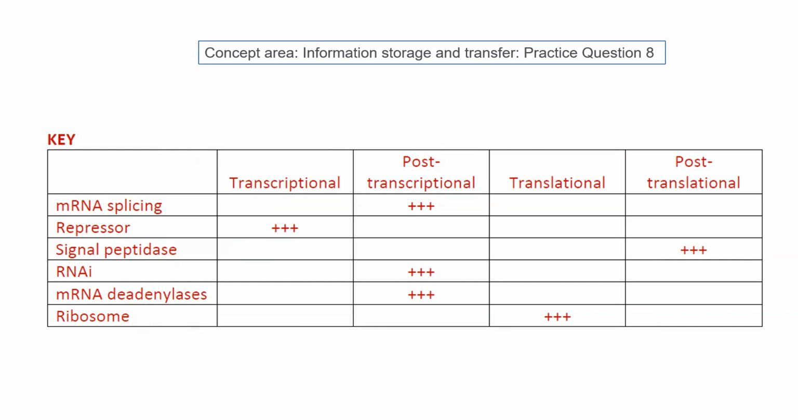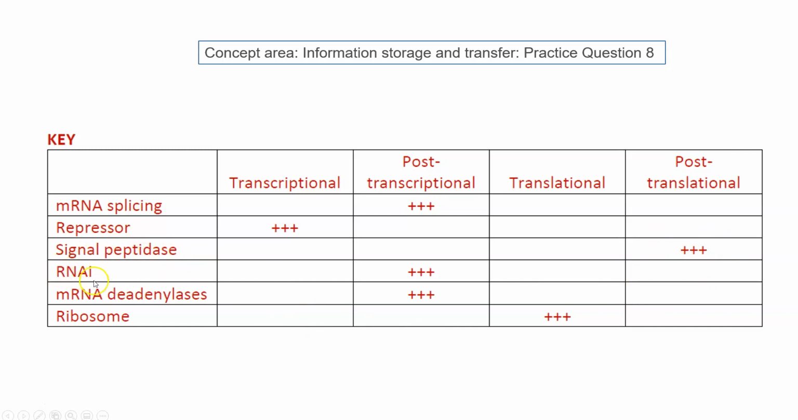Some of these processes, just to use a little bit of strategy, if you haven't heard of them, you might be able to figure out from the term. For example, messenger RNA splicing has to be post-transcriptional because you already have your RNA. A repressor is going to determine whether you make your RNA or not, so that's going to be transcriptional. A signal peptidase acts on a peptide, so I must already have my peptide. So that must be post-translational.